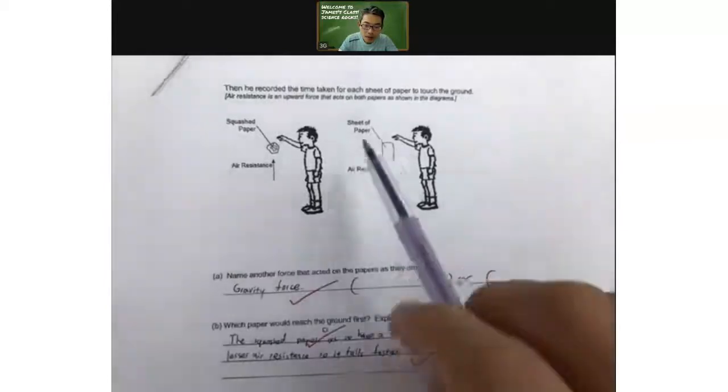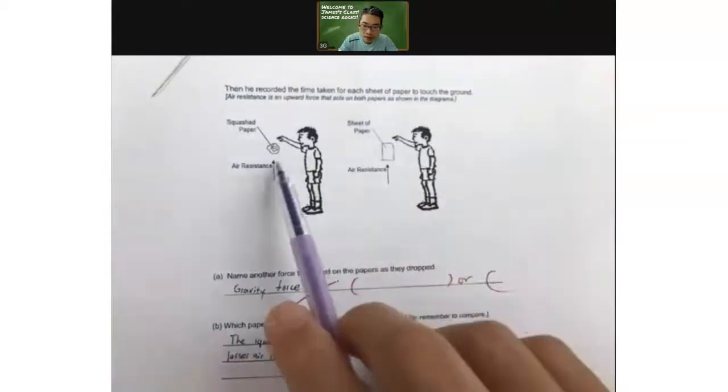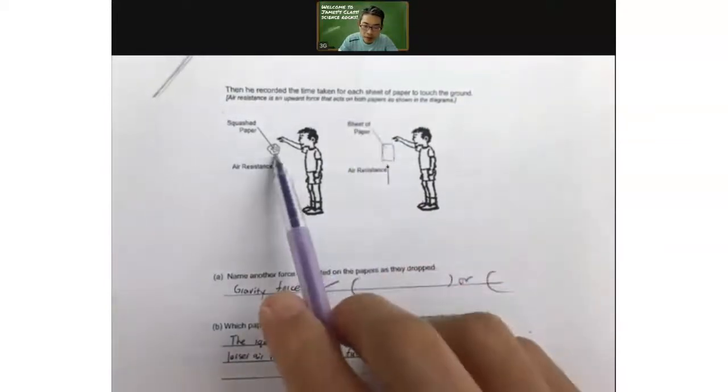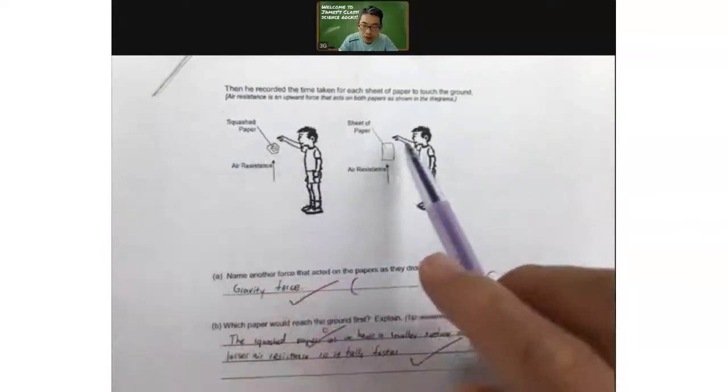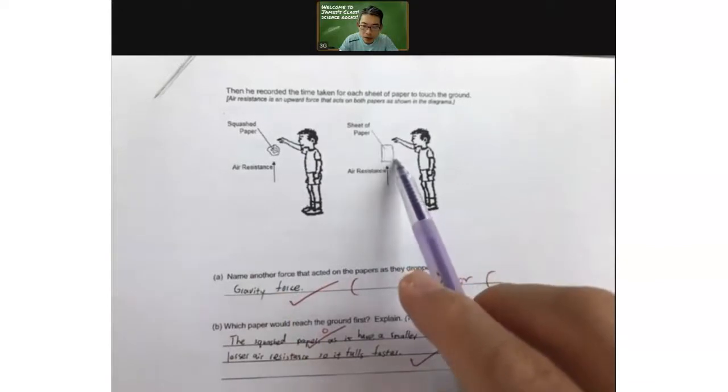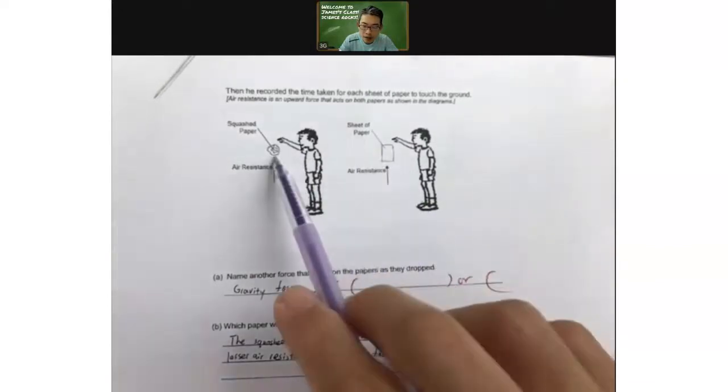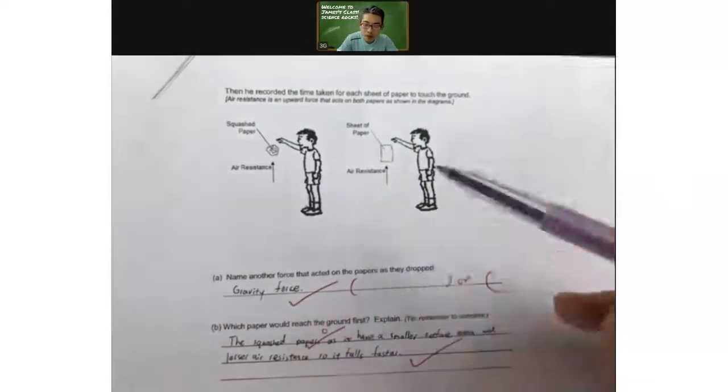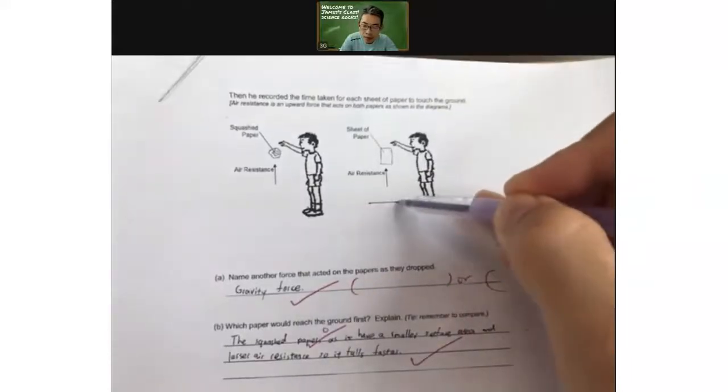So regarding the time taken for each sheet of paper to touch the ground, now this is the same piece of paper, but this is a squashed piece with smaller surface area. This is an entire piece with a larger surface area. Because there's more air resistance, there's more surface. This is a paper from the side, right?